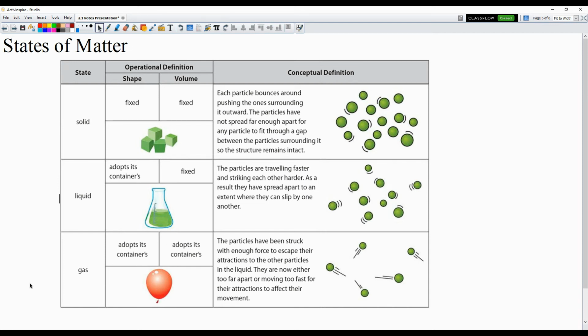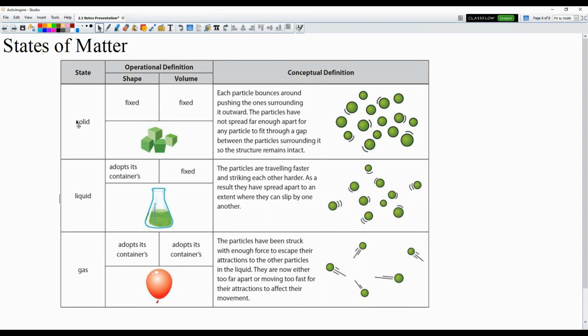And then in a gas, gases adopt the shape of their container and the volume of their container. Now, these particles have enough energy, so they hit each other with enough force that they escape the attraction that they have to each other. So these have a lot of space between them, and these particles are moving. You can see that these lines here indicate they're moving faster, and they move and strike the inside of the container, and then they bounce off. So these take the shape and the volume of their container.